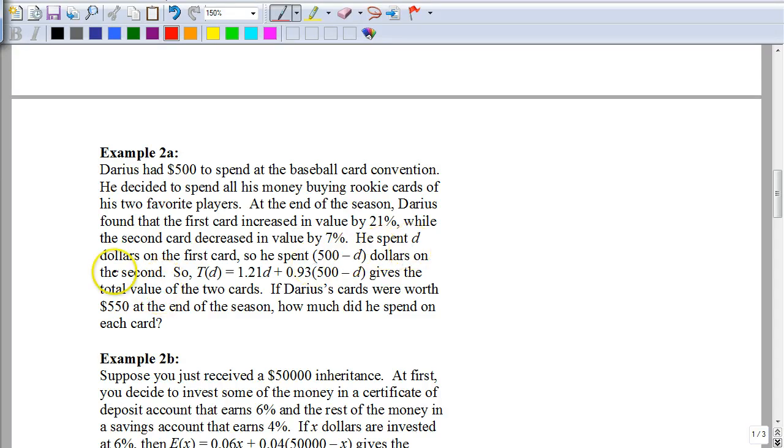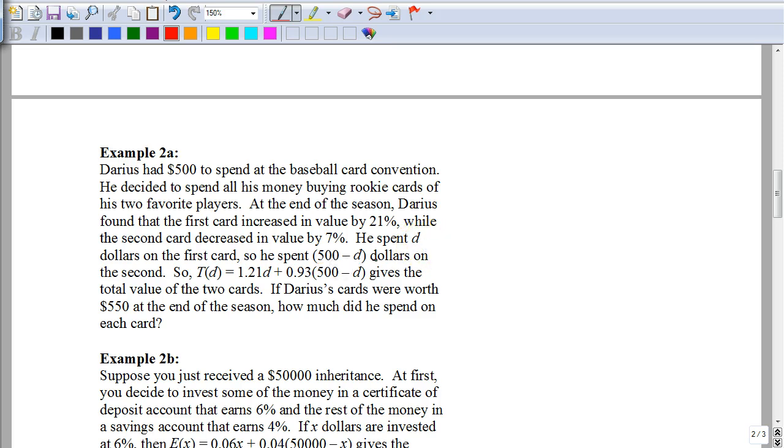So if we know that he spent D dollars on the first card, and if he had $500 to spend and he spent all of it, to figure out how much he spent on the second card, we would take how much we had originally, minus what he spent on the first card, and that would leave us with how much he spent on that second card. So we're going to represent D as the amount that he spent on the first card, and 500 minus D as the amount that he spent on the second card.